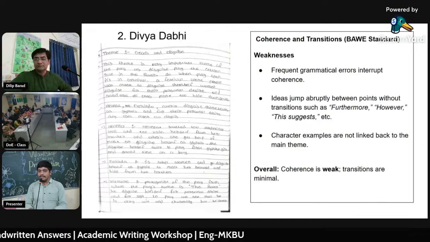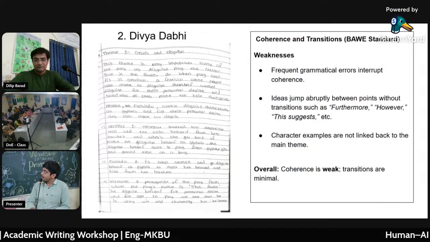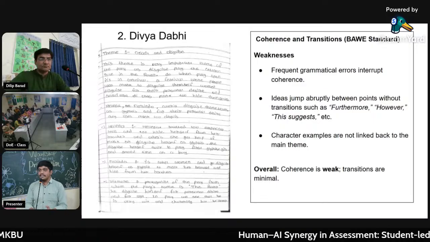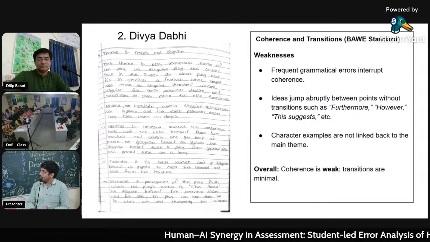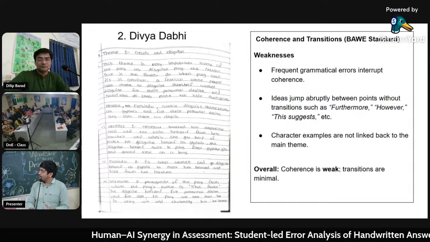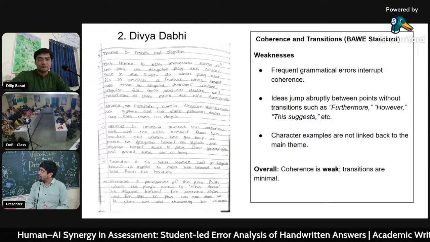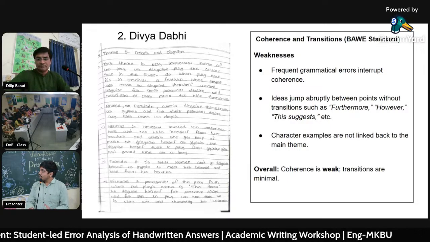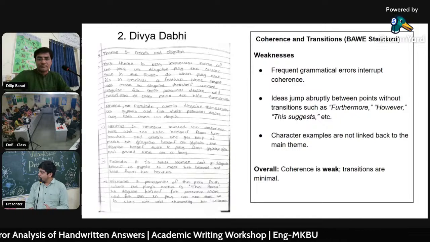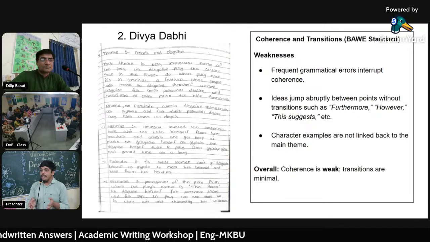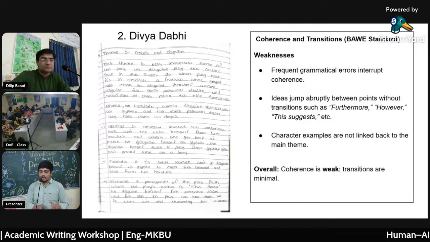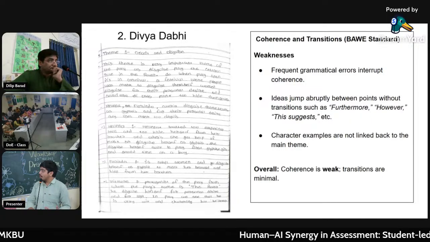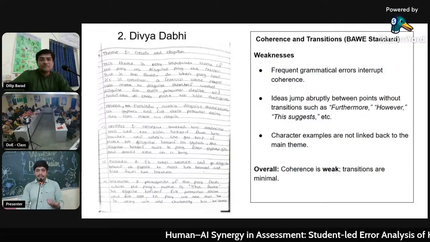The second one is Divya Dabhi's written paper. Her weaknesses were frequent grammatical errors and a lack of coherence in her paper. Ideas jumped abruptly between points without transitions such as furthermore, however, this suggests that, etc. Characters and examples are not linked back to the main idea or the context of the question. Overall, coherence is weak and transitions are minimal in her paper.